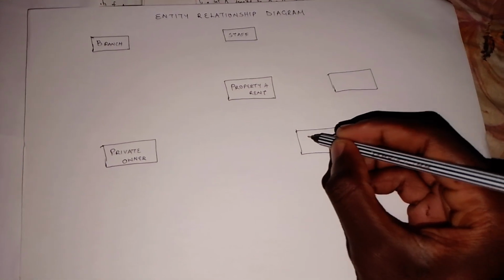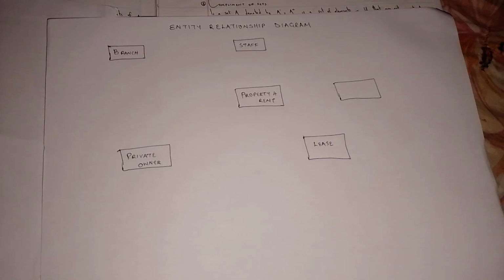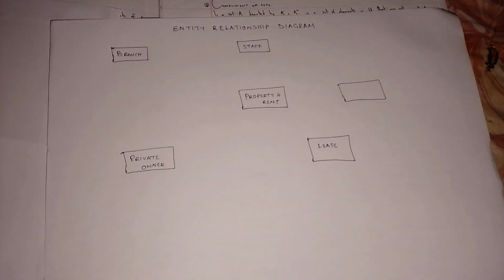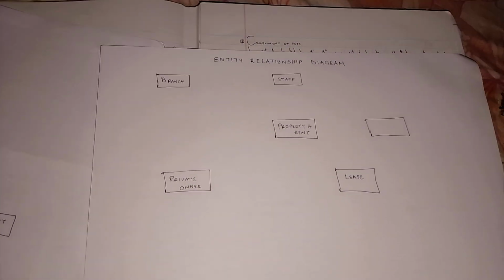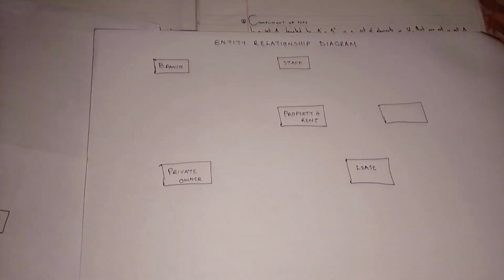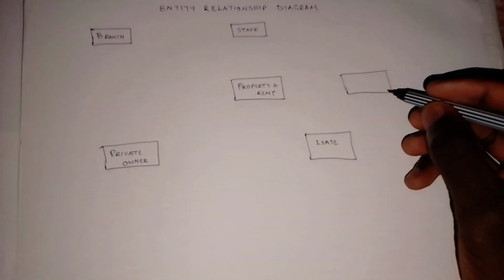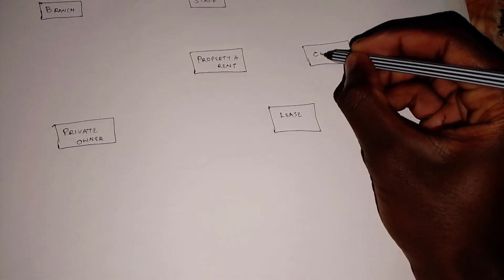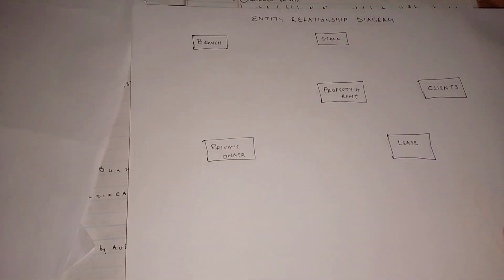Then we can say this is a lease. A lease is simply an agreement done by two parties, where one party gives another party permission to use their property over a period of time, where the other party makes regular payments. Then here, we call this the clients.